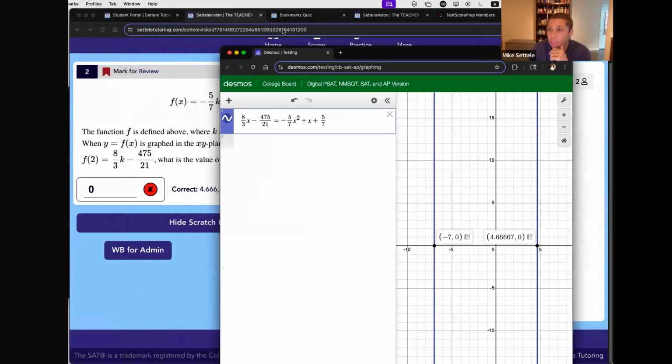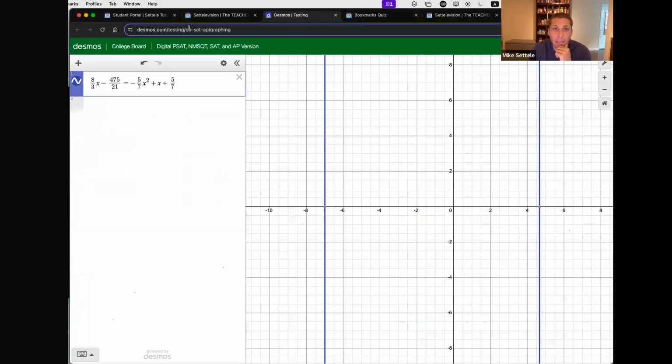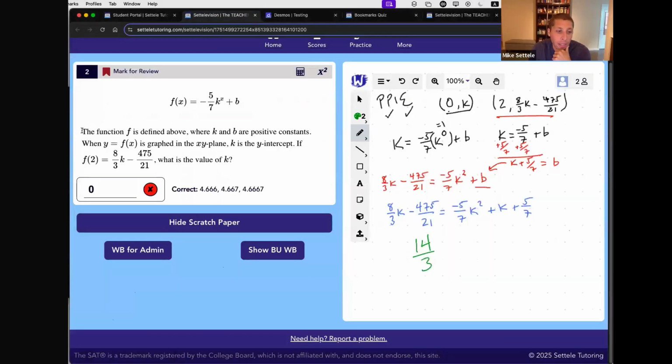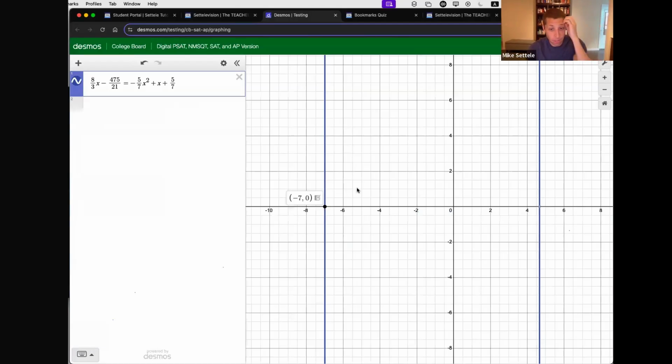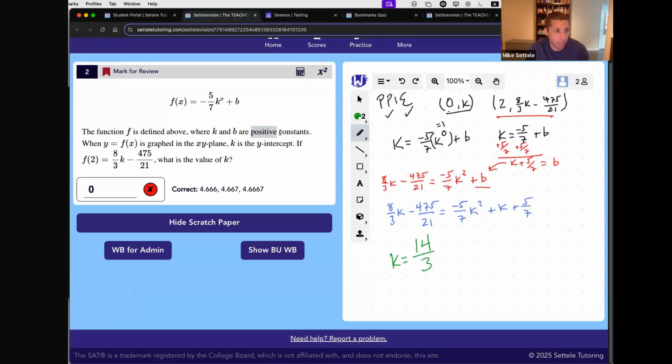Well, let's go back to the question here. What does it say? The function f is defined above, where k and b are positive constants. So sometimes we do a lot of work on the SAT and they throw a little word at us that makes all the difference. So yes, according to Desmos and all the math, -7 would be a valid value of k, but it's not positive. So it has to be positive. If you got it wrong for that reason, no worries.